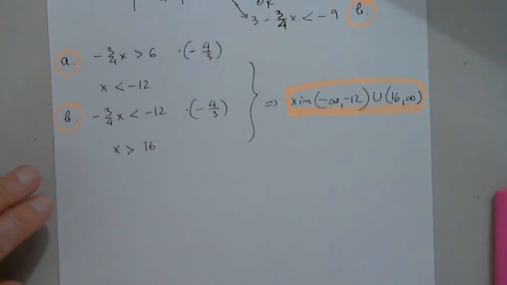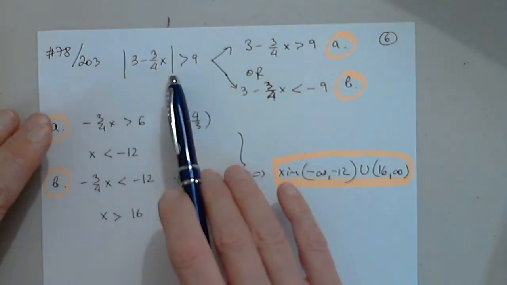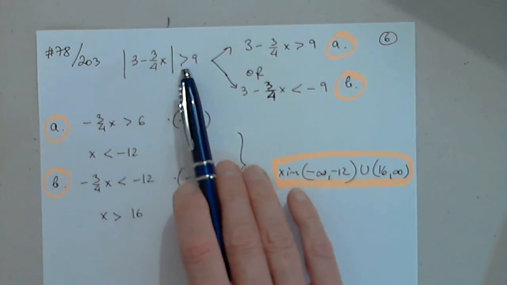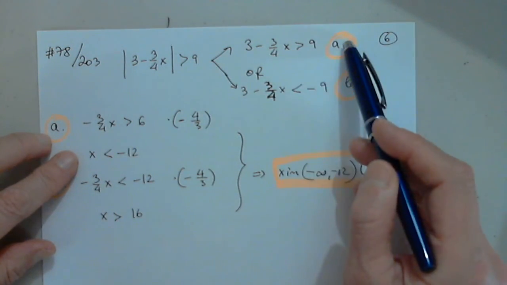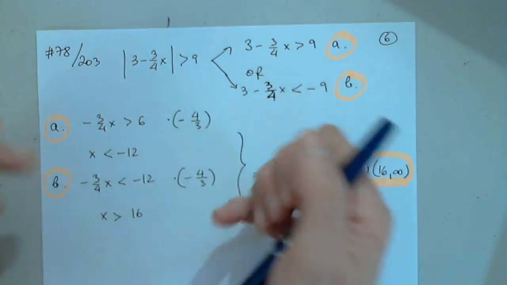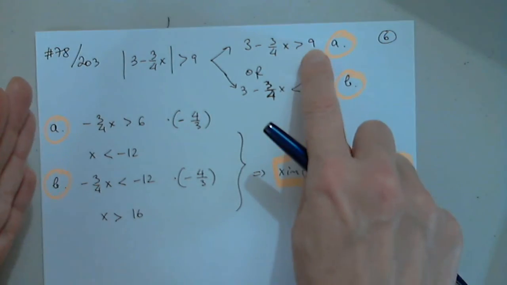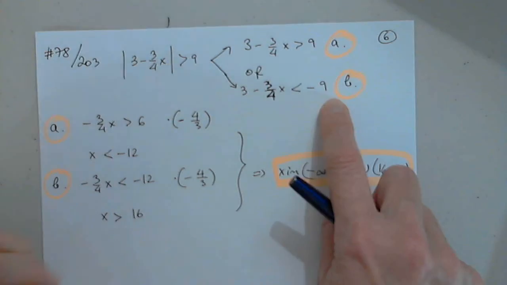I'll have to rescan this. Finally, we have an inequality with the symbol absolute value greater than 9, to the right of 9 or to the left of -9. Nothing in between, either to the right of 9 or to the left of -9.